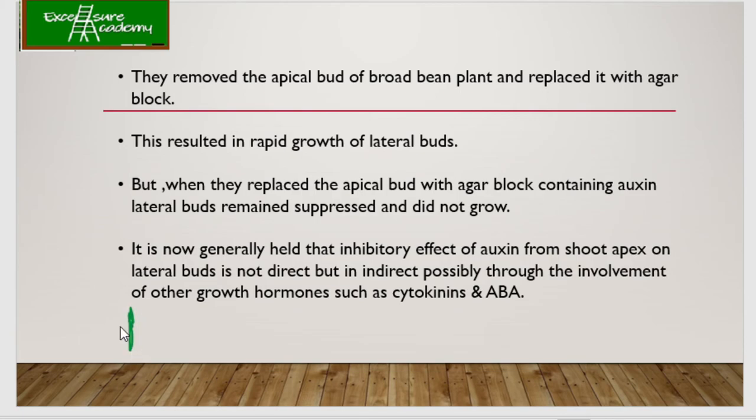So this was growing. They again removed and replaced it with the agar. So what happened then? The lateral region started growing. Now the agar along with the auxin they placed. So then what happened? The lateral stopped and then the apical region started growing.